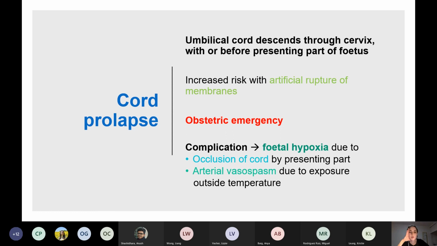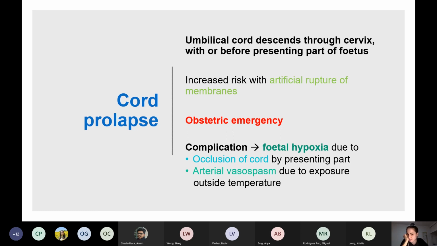Cord prolapse is when the umbilical cord descends through the cervix with or before the presenting part of the fetus. It usually occurs when the presenting part is high, and this allows the cord to pass back down either next to it or below it. It is increased risk with artificial rupture of membranes. That is important to note because most of the situations in the SBAs will be like, this lady's had an artificial rupture of membranes, or has come in for induction of labour and had artificial rupture of membranes, and now she has this.